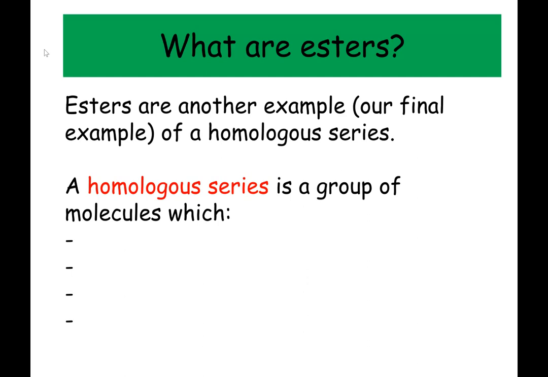Okay, we've seen this phrase a couple of times now. Remember that there are 4 things that a homologous series have in common. A homologous series is a group of molecules which have all 4 of these things in common. Pause the video now. See if you can think of all 4 things that a homologous series has in common. You need to be able to know at least 3 of these out of the 4. Pause the video now and have a go.